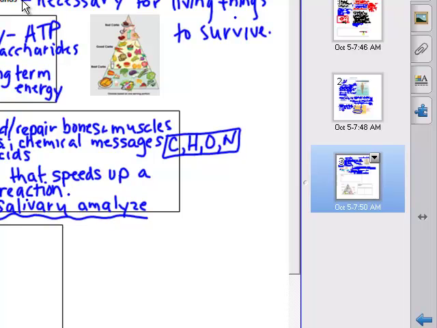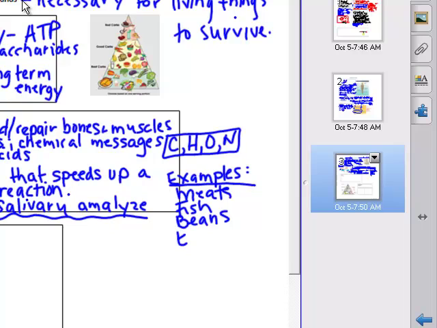Okay, so that is proteins. Some examples of proteins. Okay, and I forgot to put this on here. I'm so sorry. Let's put this over here. Examples would be meats that you eat, fish, beans, eggs. Okay, those are things that are going to help build and repair bones and allow you to send those chemical messages.